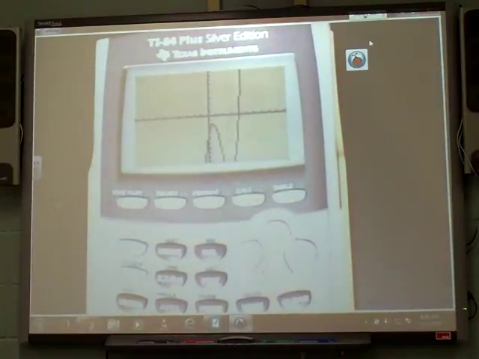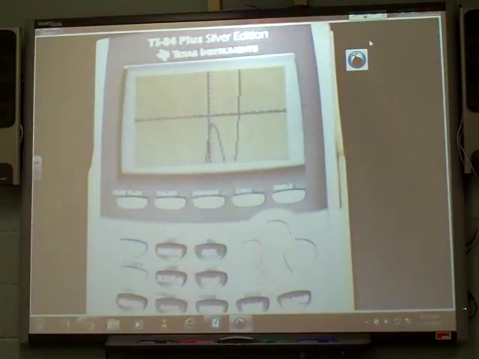Y'all got something that looks like mine yet? Okay, the local maximum should be obvious. You should be able to see that. You might not be able to see your local minimum though. What can we do to get to see a local minimum on this? Do the second trace.